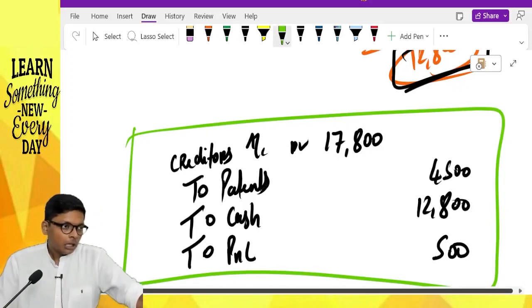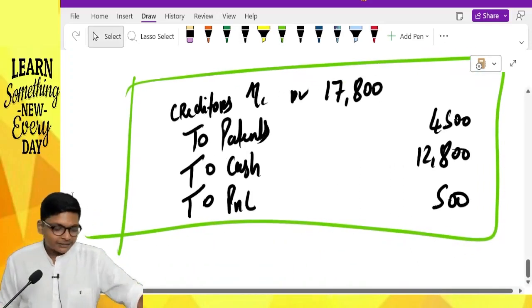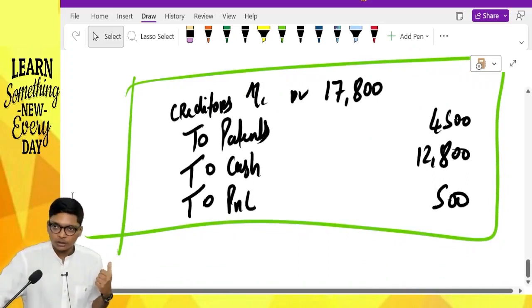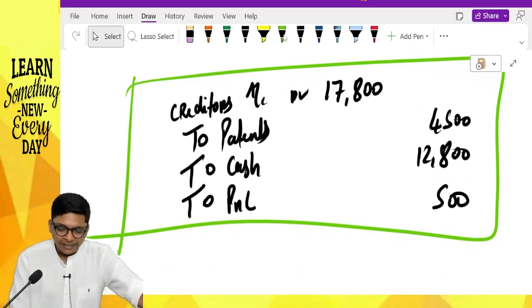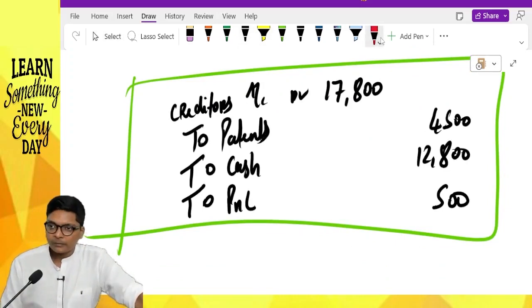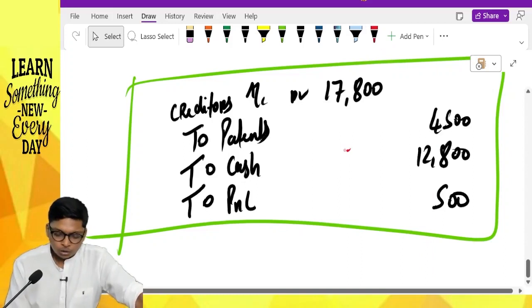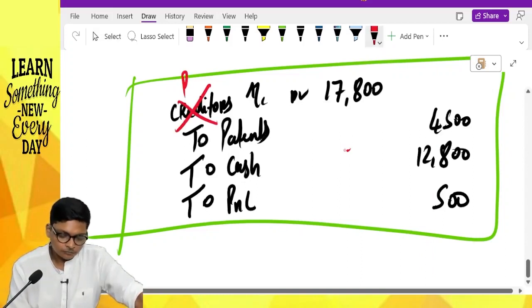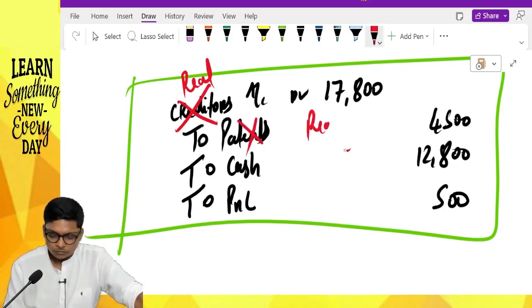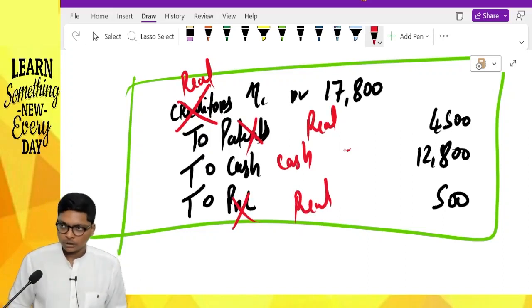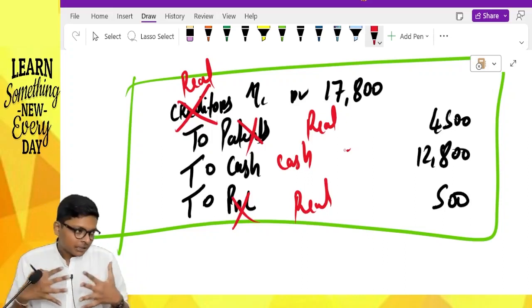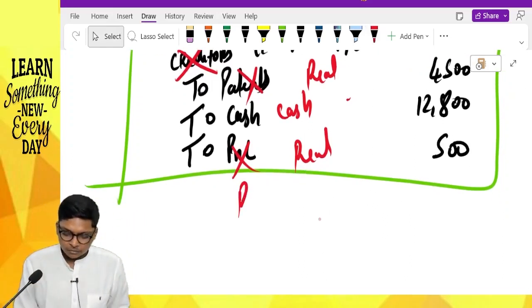Now, how do I pass the entry? This entry, if you understand, the sum is over. You understood this. Now I can't pass this entry in our sum because many of these ledgers are not there. So instead of creditors, what will I debit? Instead of patents, instead of cash itself, instead of P&L, realization debit and realization credit get netted off. Able to follow?